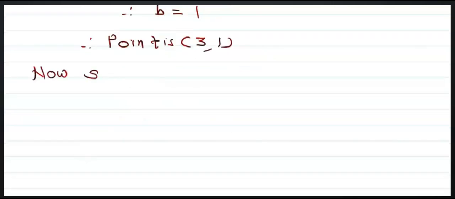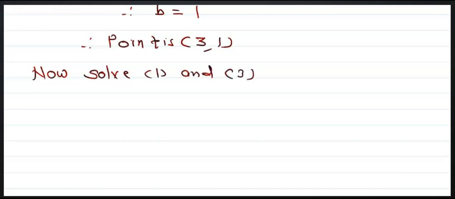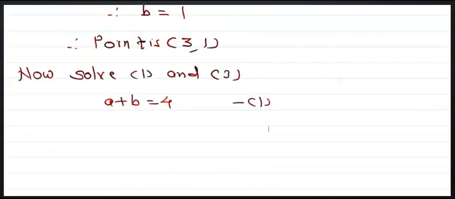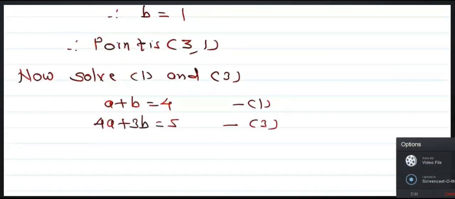The point is (3, 1). Solve equations 1 and 3. Now to solve equations 1 and 3: a + b = 4, and next, 4a + 3b = 5.